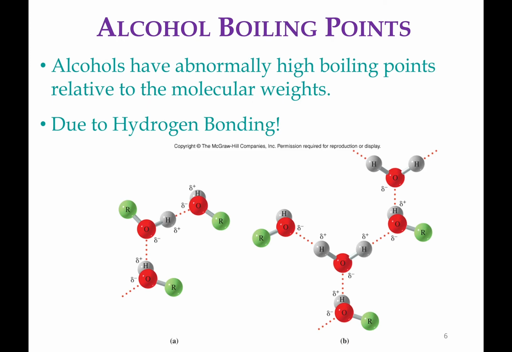So alcohols have abnormally high boiling points due to their ability to hydrogen bond, and for their small molecular weights, they have very high boiling points. So let's take a look at this. This is our R group. So this is an alcohol. This is again our oxygen, and this is the attraction that we see that happens between the oxygen and the hydrogen. And here we would have the hydrogen attracted to another oxygen. So this hydrogen bonding is going to increase the boiling points of alcohols higher than we would even think they would be.